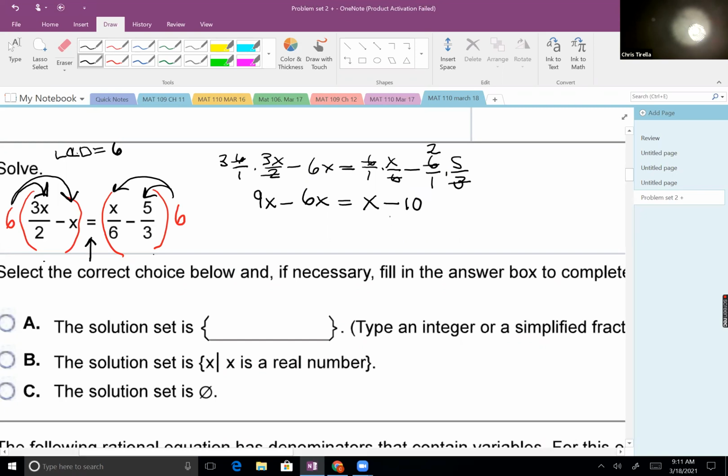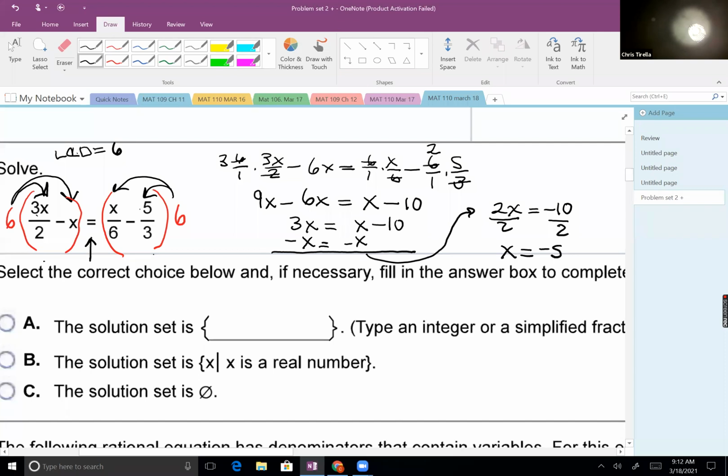So now we've just got a first degree equation to solve. 9x minus 6x is 3x equals x minus 10. We want to bring all of the x's to the same side by either adding negative x or subtracting x from both sides. Gives me 2x equals negative 10. And then to solve for x, we want a coefficient of 1. So dividing both sides by 2, we get x equals negative 5. Over here, when I substitute back in, negative 5 should not give me a 0 in the denominator, so that should check.